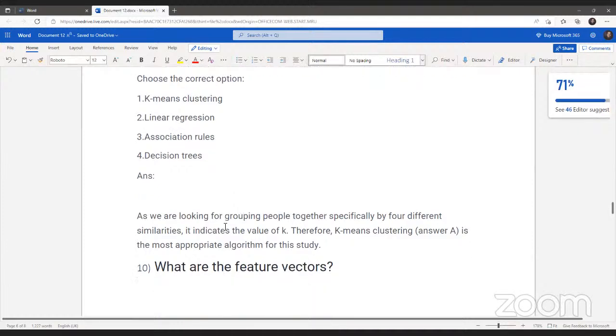As we jump into the next question, what are feature vectors? If anyone knows the answer, ping me in the chat box and we'll discuss the answer within a minute.